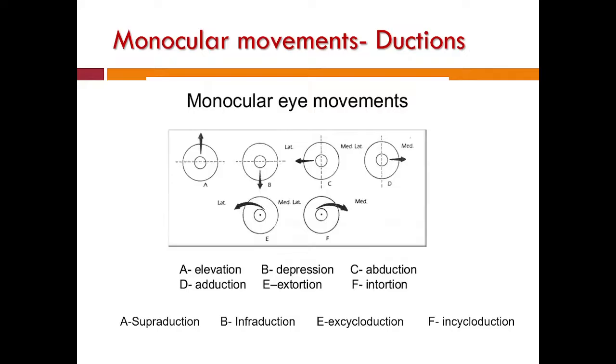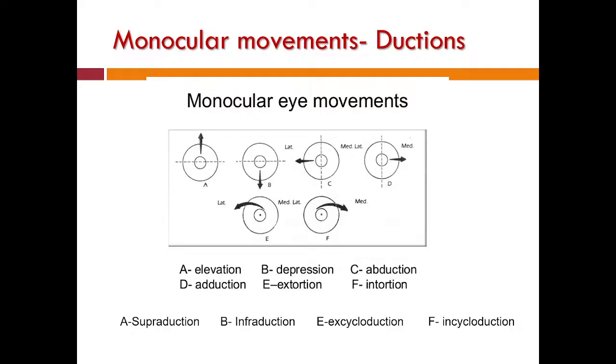Towards the nose is intorsion, outward is extorsion. These are the torsional movements, also known as incyclotorsion and excyclotorsion, inward and outward rotation of the eyeball along the axis. So, now you should know the various axes along which movement takes place. There is a horizontal axis. What is the movement? It will be up and down: elevation, depression, or supraduction, infraduction. Movement along the anteroposterior axis will be torsional movements, intorsion and extorsion, and along the vertical axis it will be adduction and abduction.